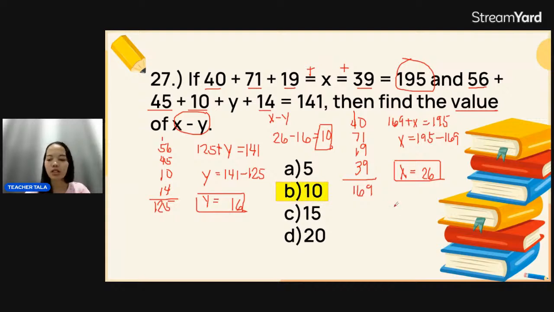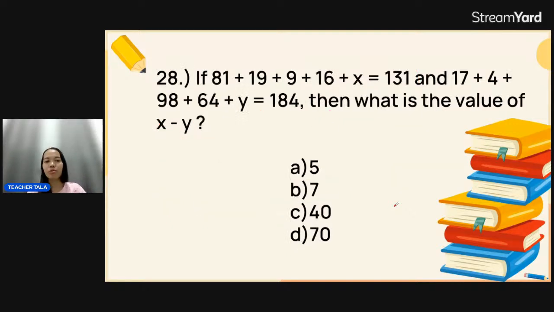Letter B. Okay, ito yung isa sa pinaka-simple, but it takes time in solving. Now we have number 28. The same problem again. So we have 81 plus 19 plus 9 plus 16 plus x is equal to 131, and 17 plus 4 plus 98 plus 64 plus y is equal to 184. Then what is the value of x minus y?